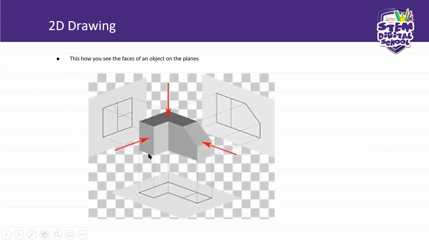But let us look at the planes. Just imagine that this object is resting on this. We are seeing this object against these planes. Let us just assume that these planes are mirrors. So when you lift this object and suspend it in the air, this mirror, this horizontal plane, reflects the shape of the object.